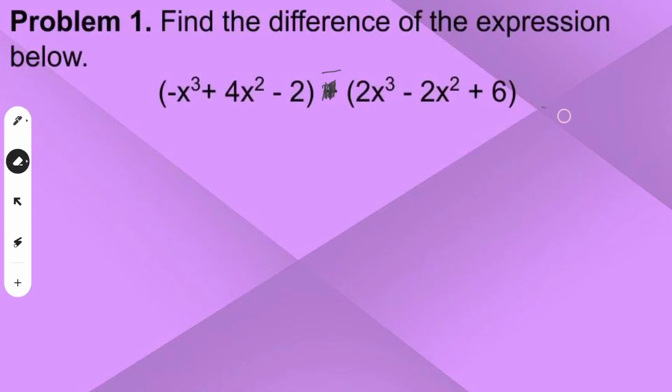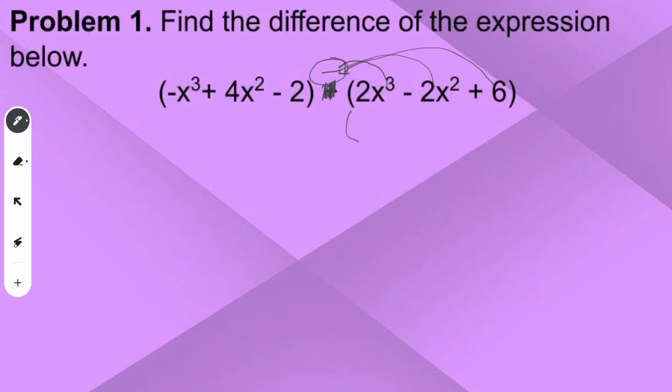So first things first, I want to distribute this negative into the parentheses because it's the same thing as negative 1. The reason why I want to do that is because if you don't, you might end up combining like terms before changing the signs and you will get the wrong answer. So distribute the negative. That means multiply everything by negative 1.